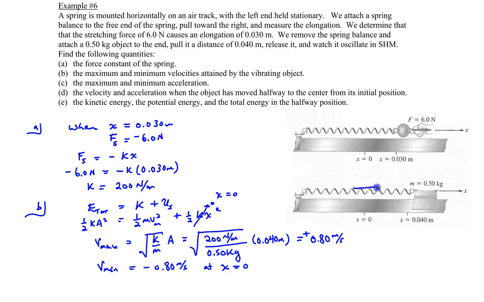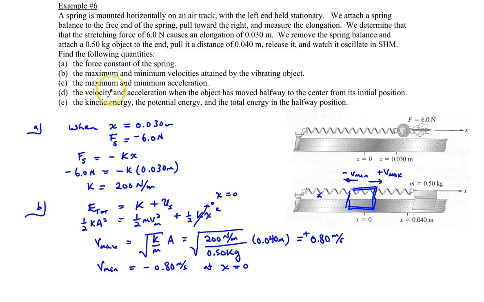When this object was initially passing through and moving to the left, that was actually the minimum velocity, because that is going towards the left direction. When it reaches the endpoint over here and then turns around and comes back going in the other direction, then we have a maximum velocity to the right. So we're interpreting the minimum velocity as really the most negative velocity.